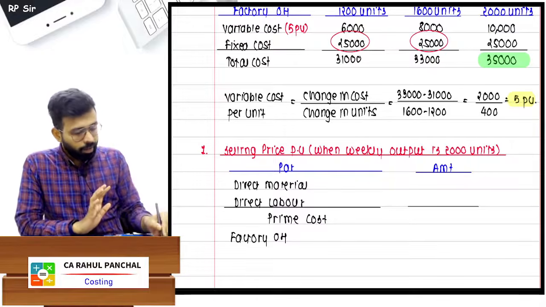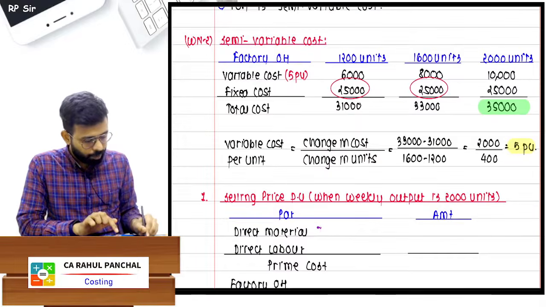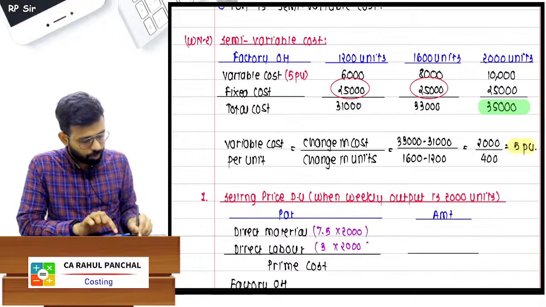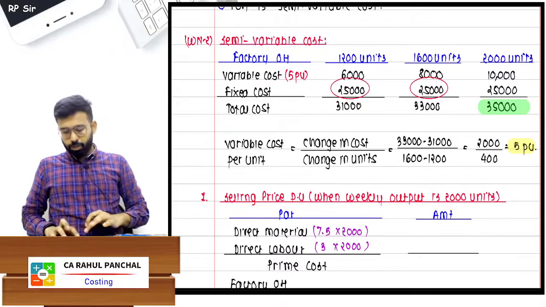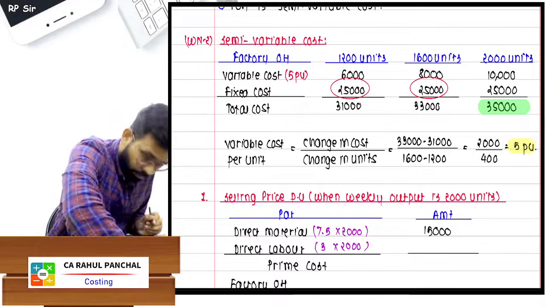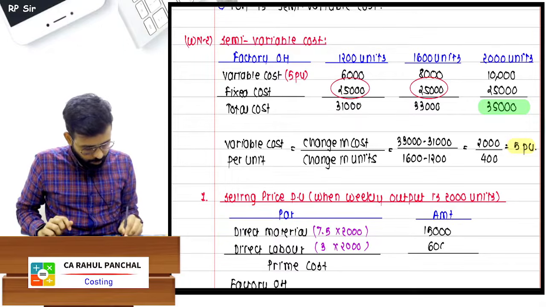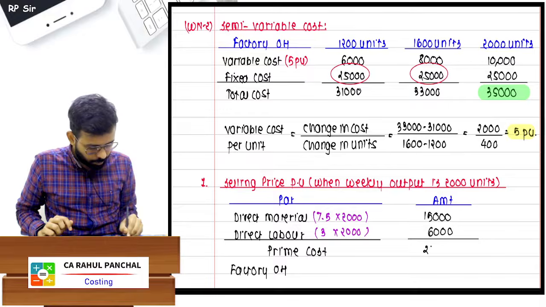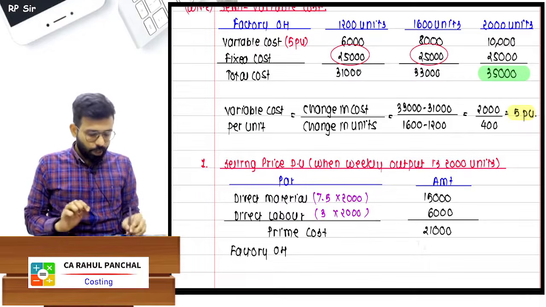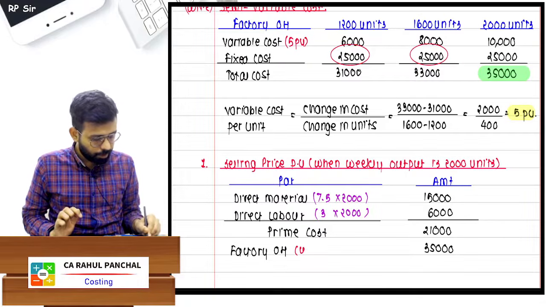Okay, direct material. If I talk about direct material, it is 7.5 rupees per unit. Here it is 3 per unit, and we are calculating for 2000 units. So 7.5 into 2000, that will be 15,000. Then 3 into 2000, that will be 6,000, and that will become 21,000. Factory overheads we have calculated in the working note, which is working note number 2. You can give a reference.